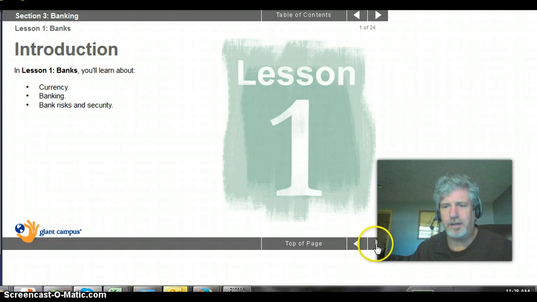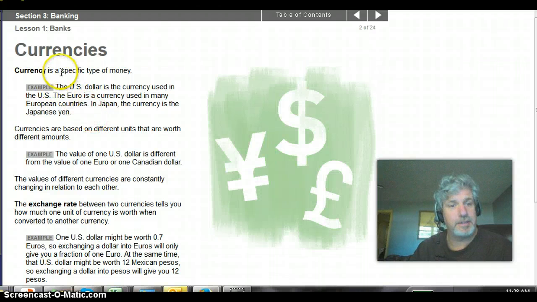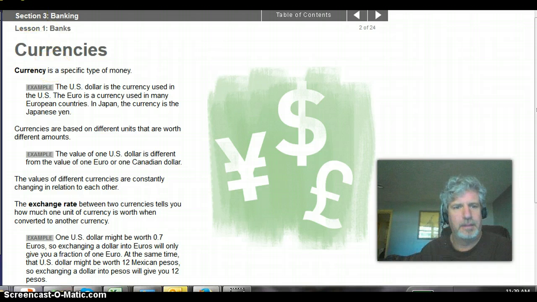All right, so let's start the unit. Currencies. A currency is a specific type of money. An example is the US dollar, which is a currency used in the US. In Europe, the euro is a currency used in many European countries. In Japan, the currency is the Japanese yen.